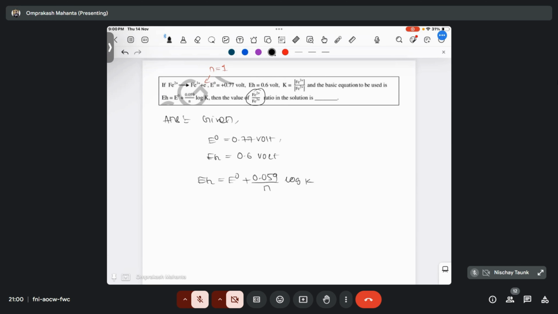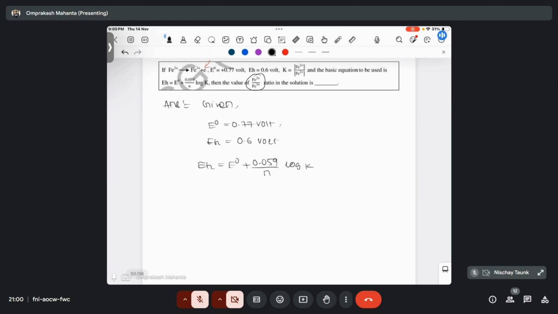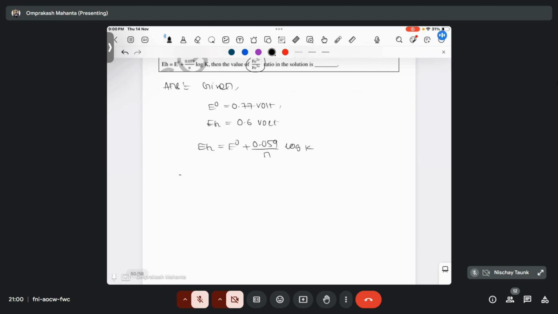Yeah, they're asking 1 by K value. Because K is basically Fe3+ by Fe2+, but they're asking Fe2+ by Fe3+. That means we need to calculate K first, then we will just invert it, and we'll get the answer. Everything is given here. N: one electron is emitting, so N is 1. Here E is 0.6 volt.